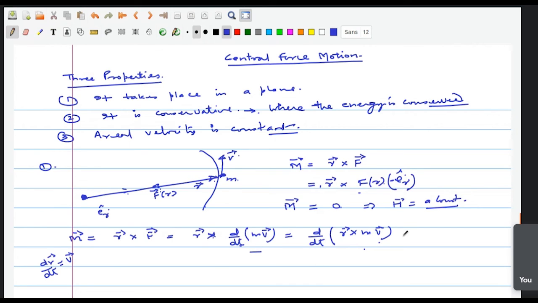Okay. And from this place we know this quantity is 0, m equal to 0. So set it to 0, and r cross mv is a constant. This you can write as h, or r cross v, we can write this as small h. So this is called the specific angular momentum.